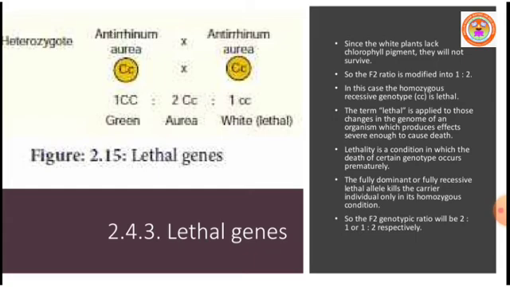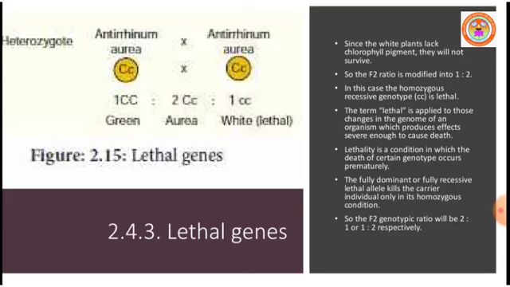The fully dominant or fully recessive lethal allele kills the carrier individual only in its homozygous condition, not in heterozygous condition. So the F2 genotypic ratio of the lethal gene is either 2:1 or 1:2 respectively.